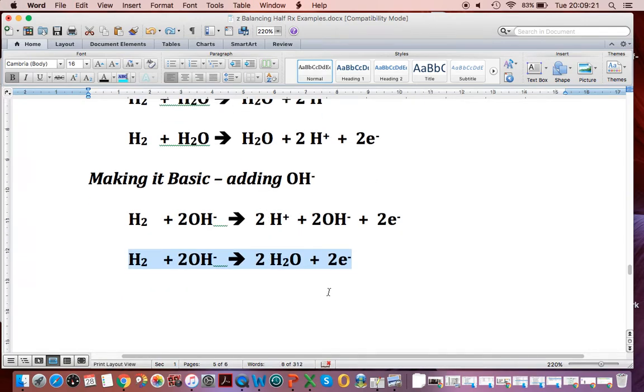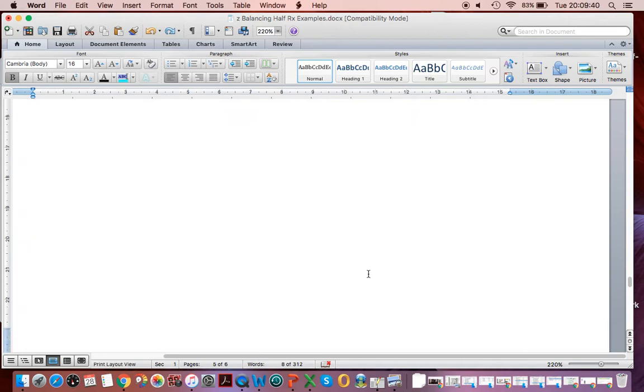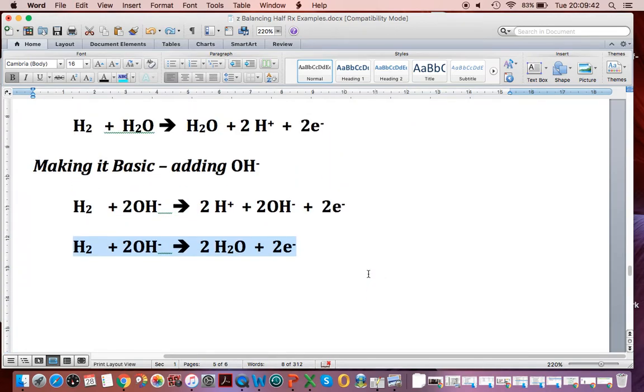And then we say, hey, is there any canceling out we can do? And the answer is no. That is now a balanced half reaction. 2 and 2 is 4 H's, 4 H's, 2 O's, 2 O's. On the left we have a 2 minus charge, and on the right we have a 2 minus charge. Oh, by the way, did I write down that that's oxidation?